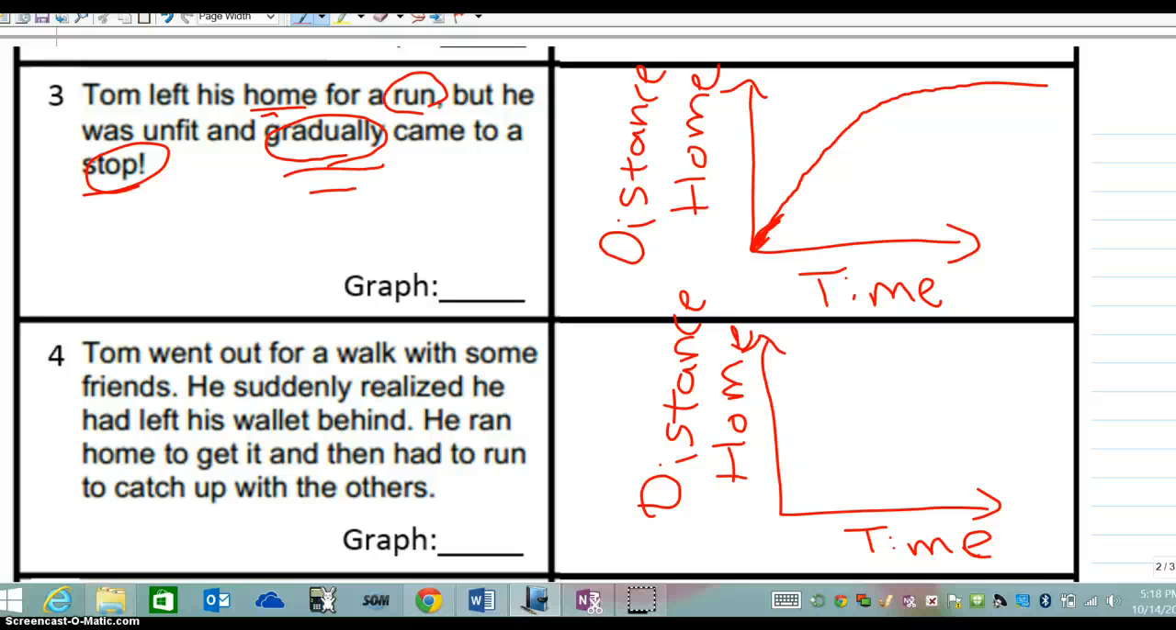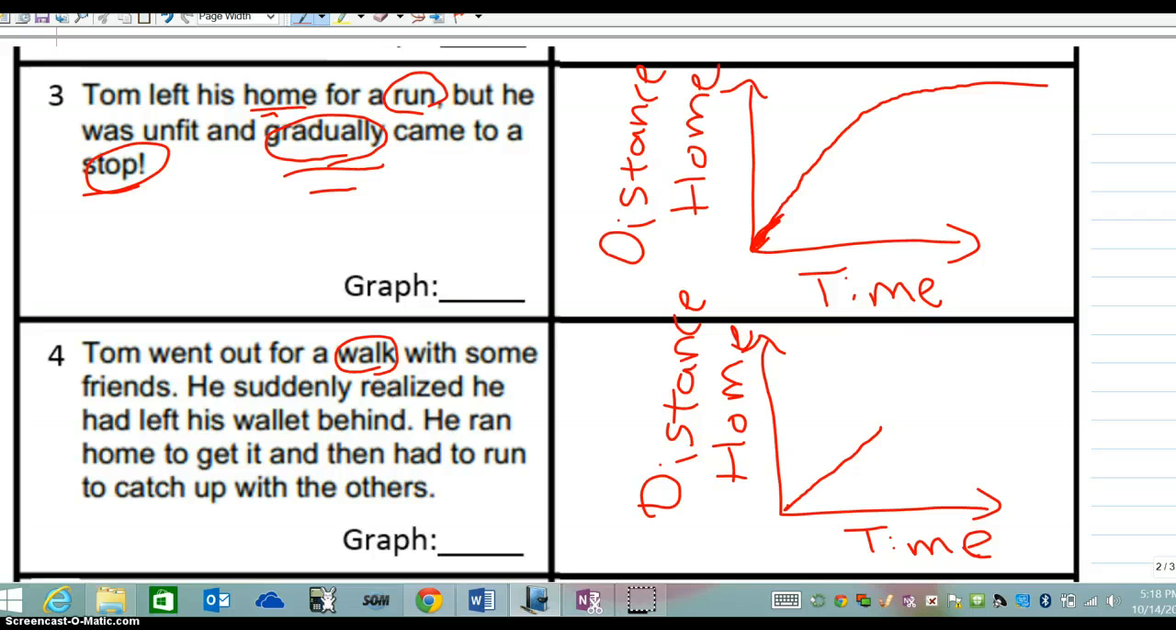So let's go back and read it. Tom went out for a walk with some friends. That means he started walking. If he's walking with his friends, we're going to have a line that looks like this because the distance between him and his home is going to increase. But because he's walking, it's not going to increase fast.